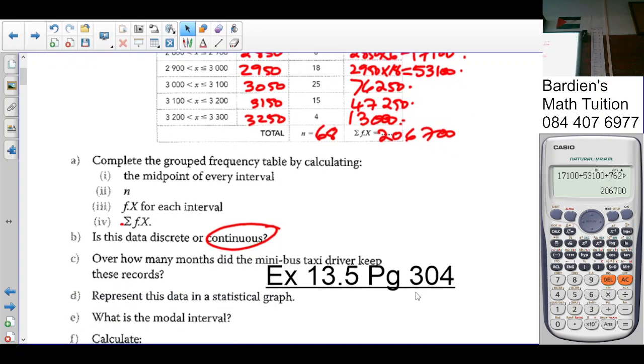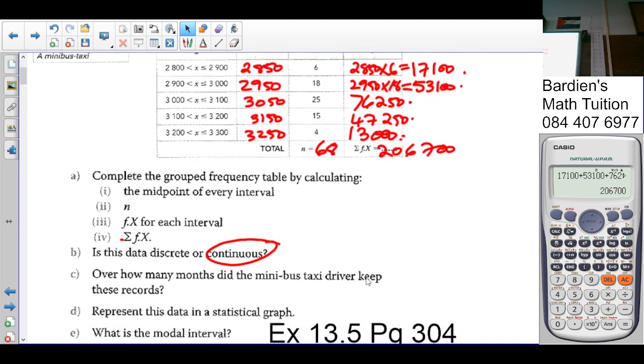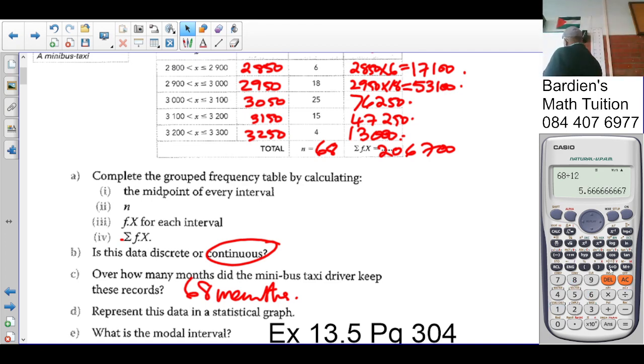The next question says, over how many months did the minibus taxi driver keep these records? Over how many months? He kept it over 68 months. How many years is that? 68 divided by 12. 5 years, yes, and 8 months. So 5 years times 12. That wasn't a question, they just said over how long? Say 68 months, otherwise 5 years 8 months.